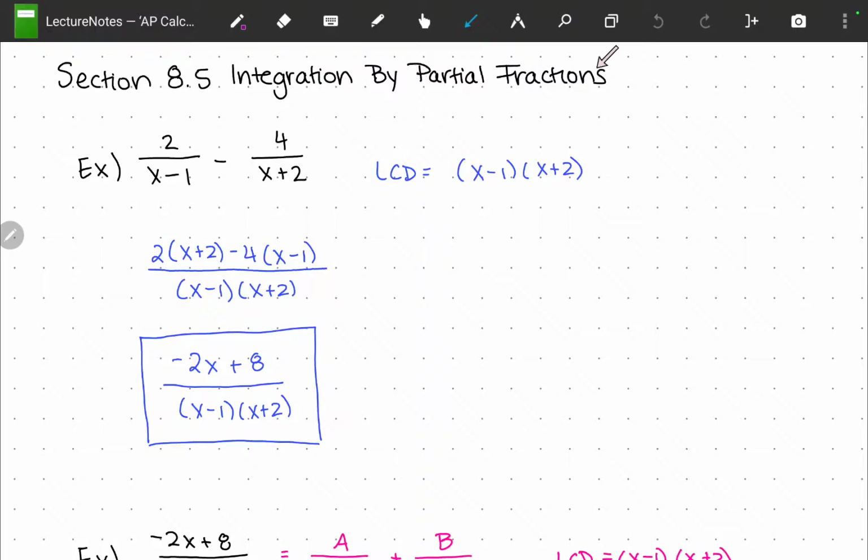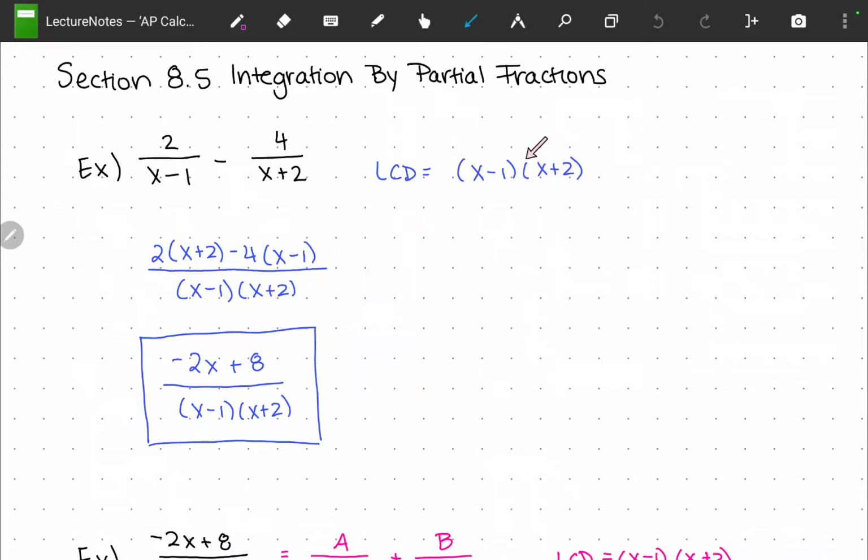So we did integration by partial fractions, and I started off by just reminding everybody how to add fractions with unlike denominators. So this first example is not at all partial fractions. So remember, you got to find a common denominator. In this example, this is the LCD.